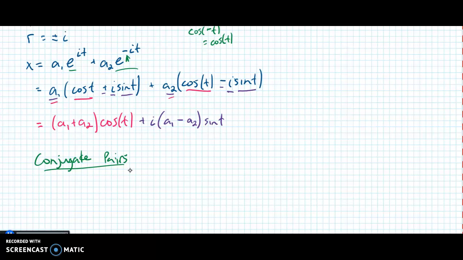So conjugate pairs are, I'm just going to give you 3 examples, and I think you'll see what it is. 3 plus or minus 2i. So what I mean by that is 3 plus 2i and 3 minus 2i. Another one, 10 plus 5i and 10 minus 5i. Those are conjugate pairs. And the next one would be negative 3 plus i and negative 3 minus i.